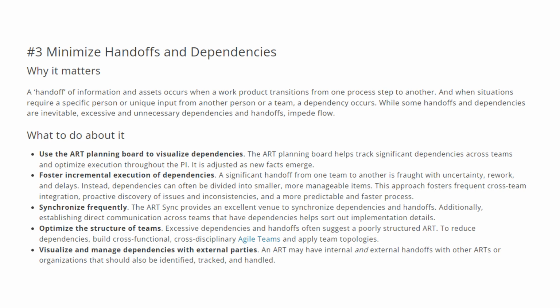The third flow accelerator is minimizing the handoffs and dependencies. Why does that matter for an ART flow? A handoff of information and assets occurs when a work product transitions from one process step to another. And when situations require a specific person or unique input from another person or a team, a dependency occurs. While some handoffs and dependencies are inevitable, excessive and unnecessary dependencies and handoffs impede the flow.